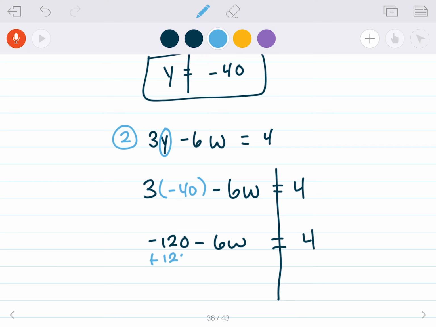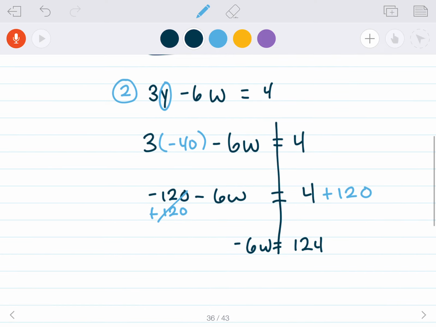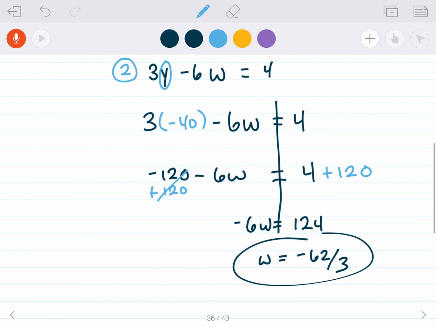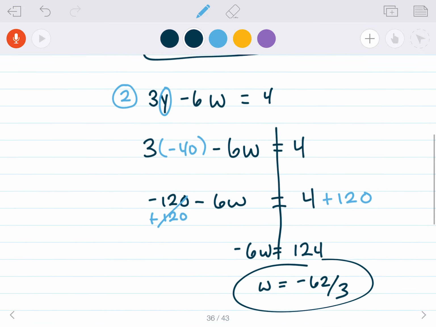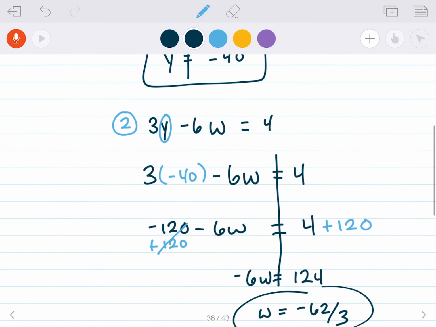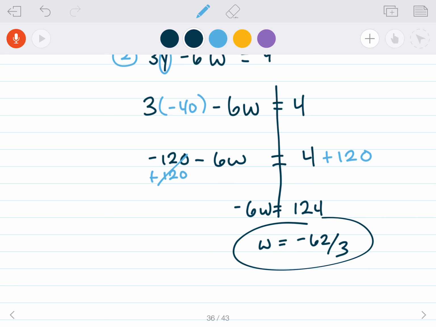Plus 120 on both sides. And we get negative 6 times w equals 124. Divide both sides by negative 6. And I get w equals negative 62 over 3. Okay, so that's my solution. y equals negative 40, w equals negative 62 over 3.